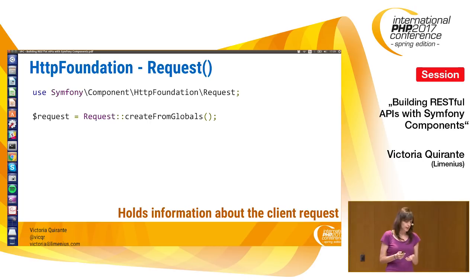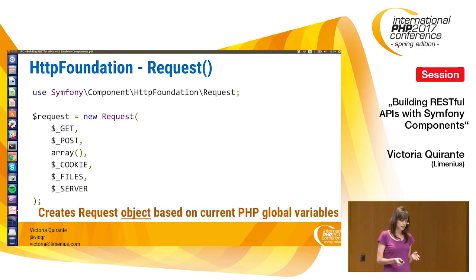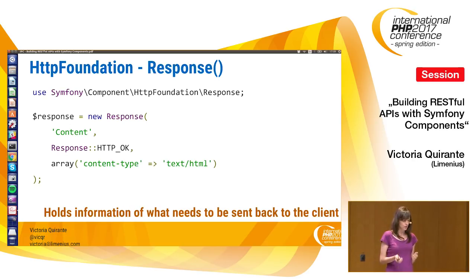Okay, how to do this? If we want to create a request, we will use this createFromGlobals method that simply is going to create it from those global variables from PHP. This is the same as this, okay? That's all. With that, we have a request object. What about the response? For creating the response, we will pass 3 arguments, the content, the status code, and some headers. That's all we need to do.